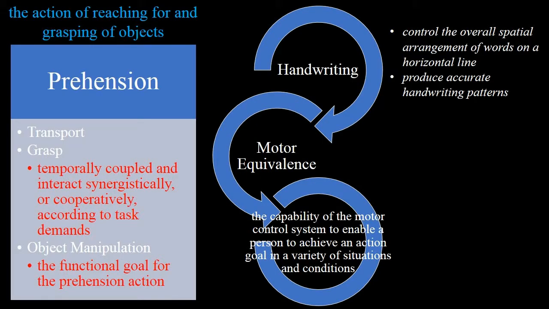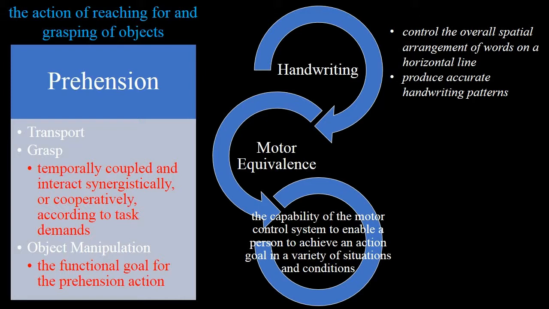Prehension. Prehension is defined as the action of reaching for and grasping of objects. Prehension has three distinct components: transport, grasp, and object manipulation. Transport and grasp are temporally coupled and interact synergistically, or cooperatively, according to task demands. Basically, although the reach and the grasp are two separate movement components, they function in an interdependent manner.